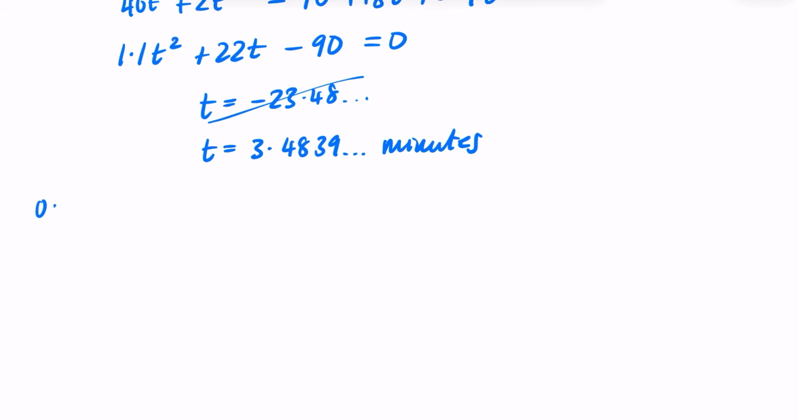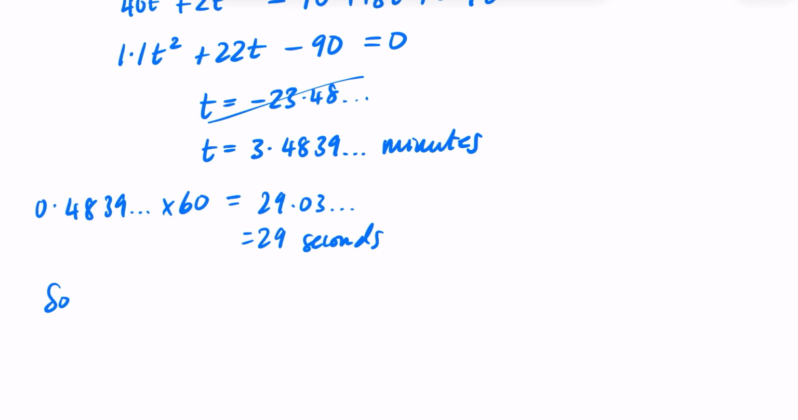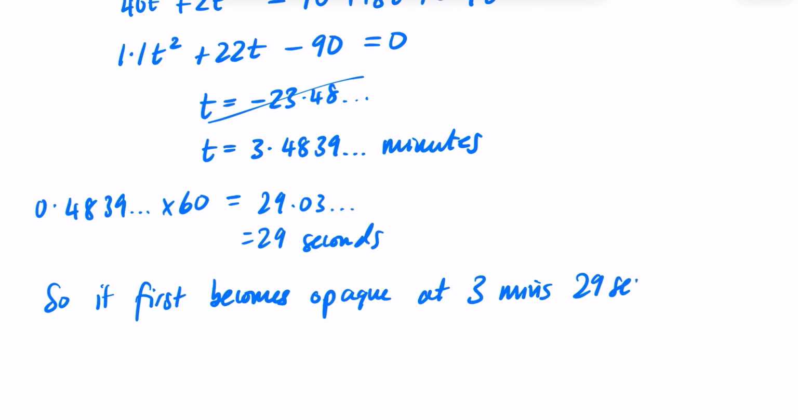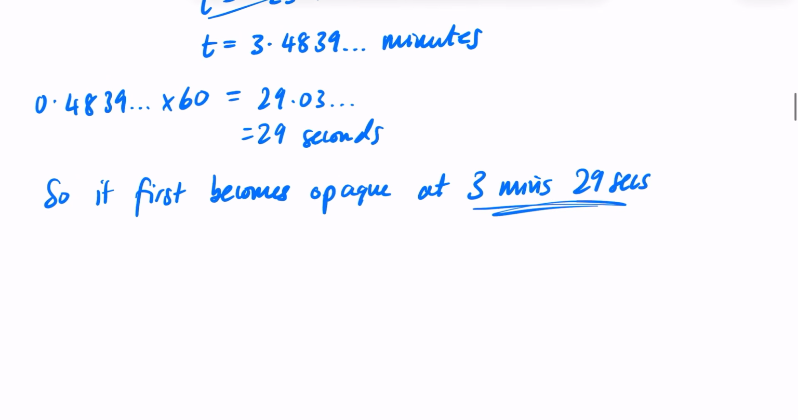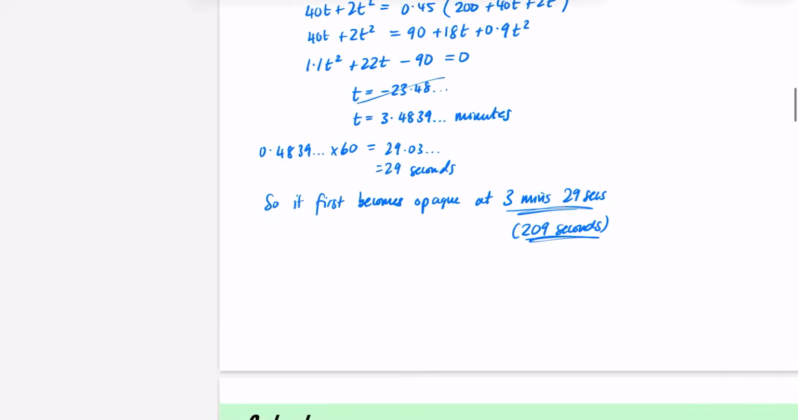So I just need to do a conversion of the 0.4839 part into seconds. I'll multiply that by 60. So 0.4839 times by 60, that is 29.03, in other words, 29 seconds. So it first becomes, or appears opaque, at 3 minutes and 29 seconds. Alternatively, 3 minutes and 29 seconds, I can do 29 plus 3 lots of 60. This is 209 seconds. Obviously, that would also have been accepted as an answer for this.